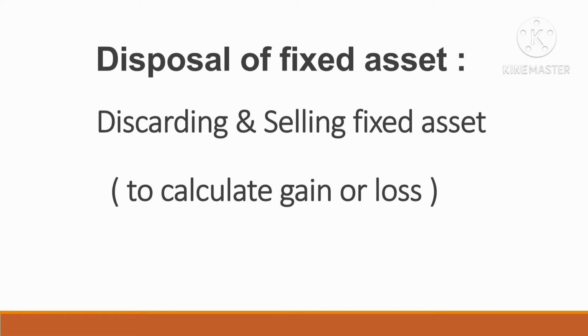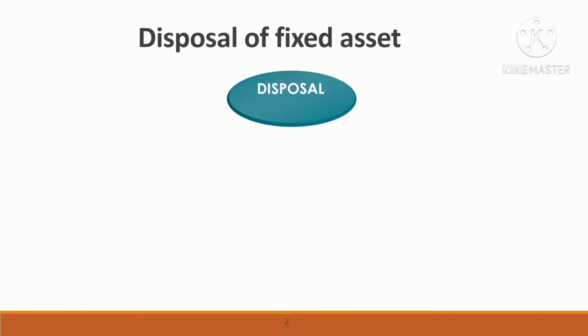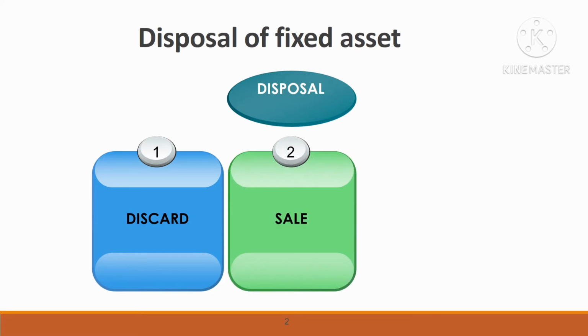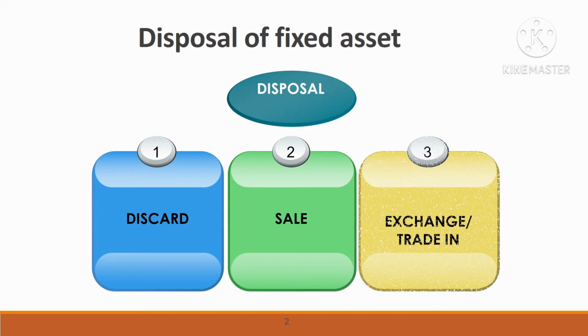Today I would like to discuss disposal of fixed assets, discarding and selling fixed assets, in order to calculate gain or loss. There are three ways to dispose of a fixed asset. Number one, to discard the fixed asset. Number two, to sell the fixed asset. And number three, to exchange or trade in the fixed asset.